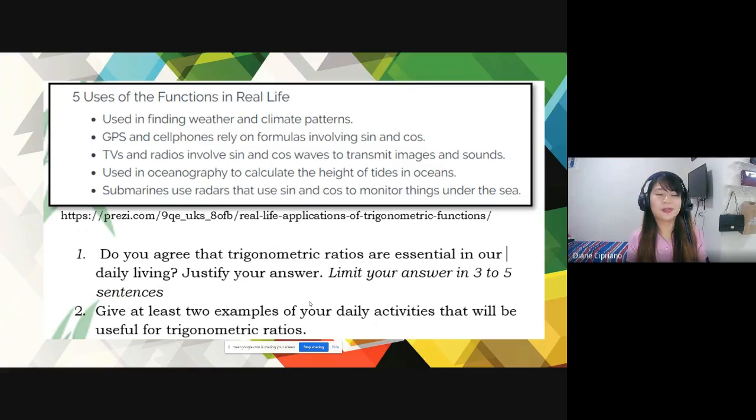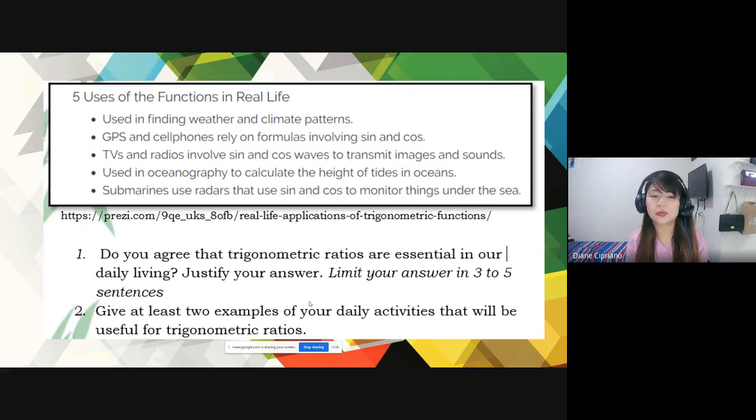Next, it is used in oceanography to calculate the height of tides in oceans. And submarines use radars that use sine to monitor things under the sea. So it is very useful in our real life situations.